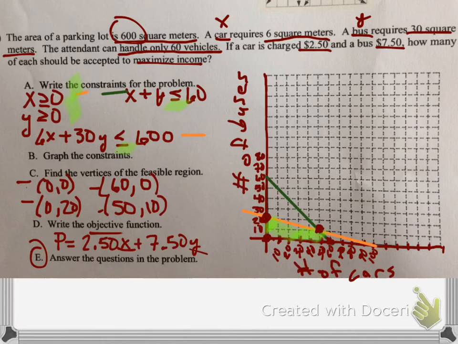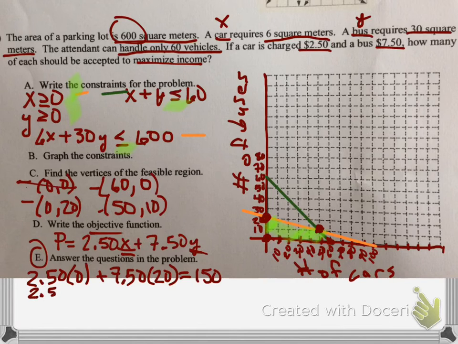And you're going to plug these numbers into this function to see which one gives you the highest answer. 0, 0 is not going to give you the highest answer, so we'll cross that out. 250 times 0 plus 750 times 20 is going to give you an answer of, well, that's 0. That's going to be 150. Okay, and then we'll go to the next one. It's 250 times 60 plus 750 times 0, which gives you an answer of, that's 120. I think that's 150 also.